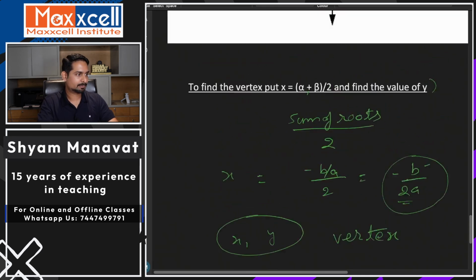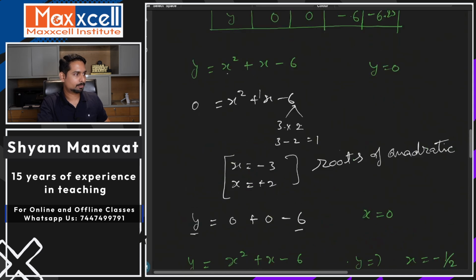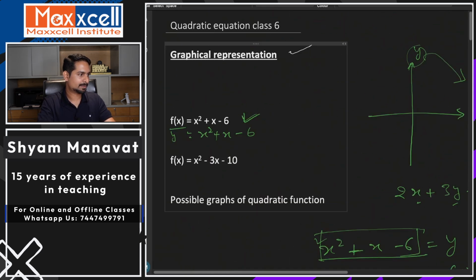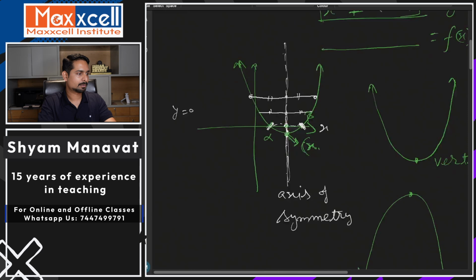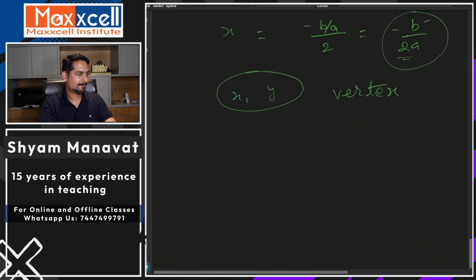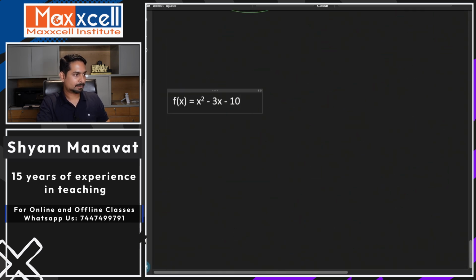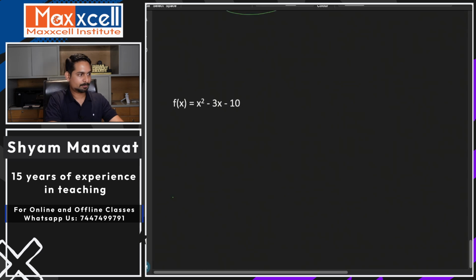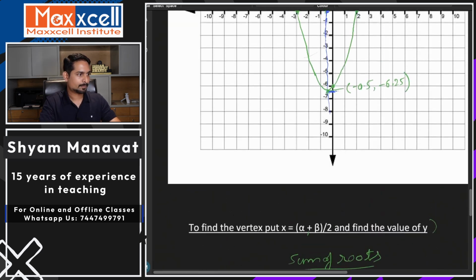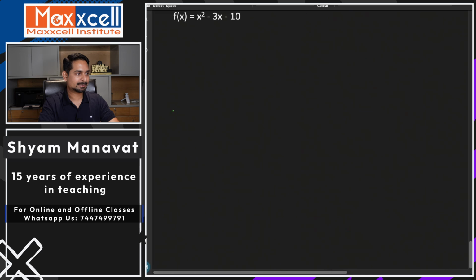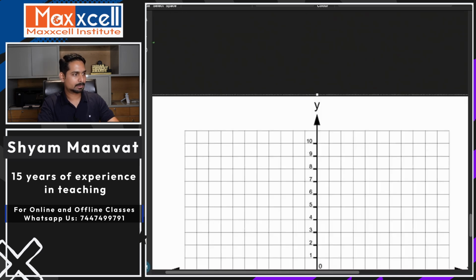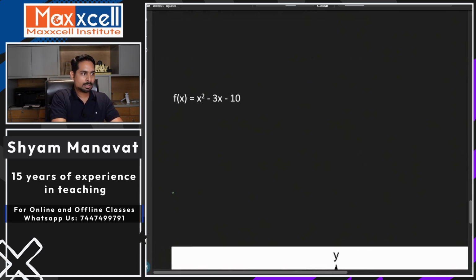Let's see if we try with one more question. I have one more equation there. Yes, this equation. Let's try with this. Learn, don't skip. This is important, guys. So what are the steps? You can also learn the steps. Okay, the first step is, this is f of x, or you can also say nothing but y, x square minus 3x minus 10.